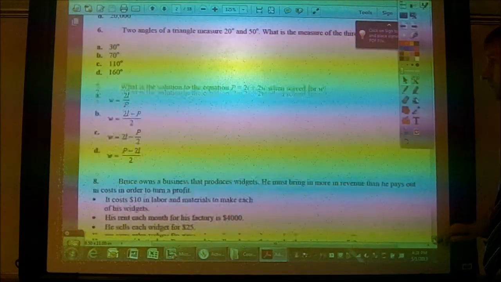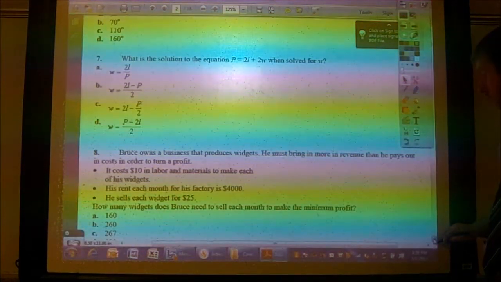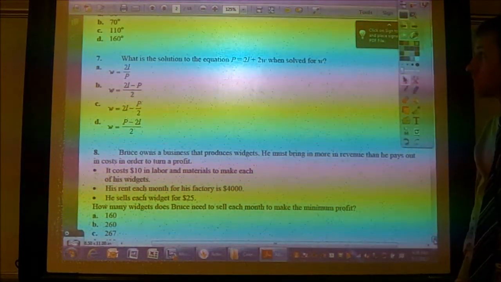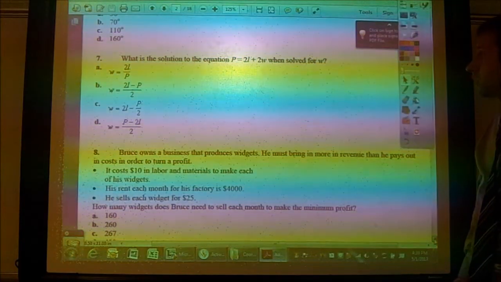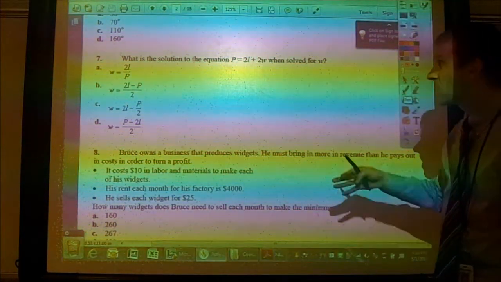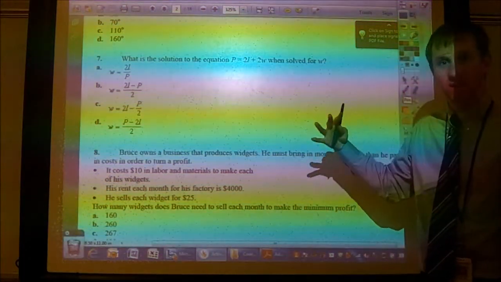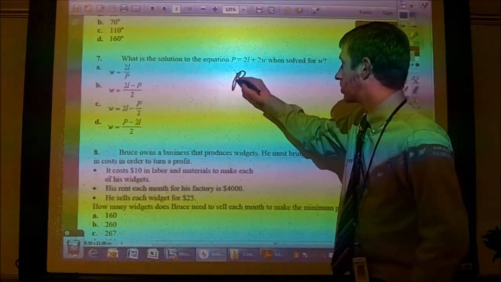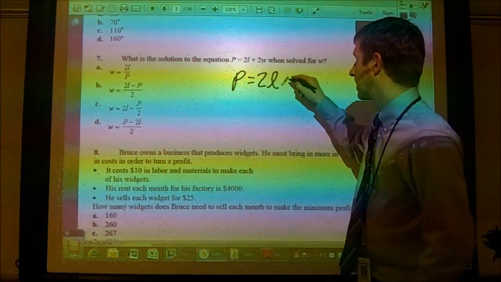All right. Number 7. What is the solution to the equation P equals 2L plus 2W when solved for W? So we're solving an equation. There's more than one variable. That doesn't matter. Follow the same steps as any other time. We're just going to solve. Solve means to get it by itself.